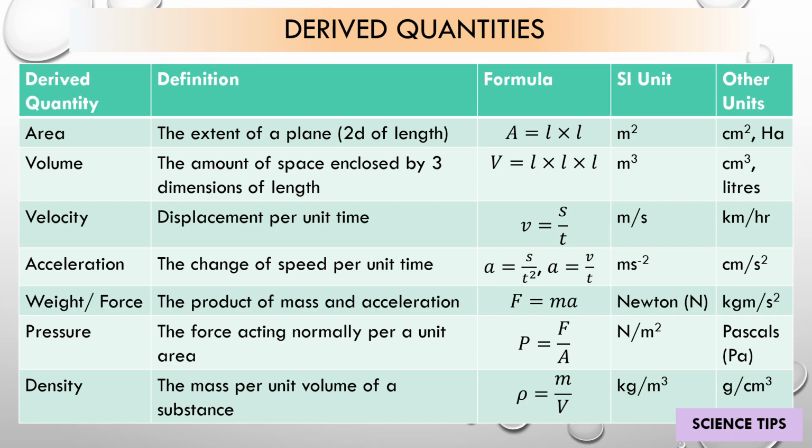Pressure is force acting normally per unit area. Its SI unit is newtons per square meter. So you see, we can have some derived units or quantities from other derived quantities, like pressure comes from weight. So we can have some few examples.